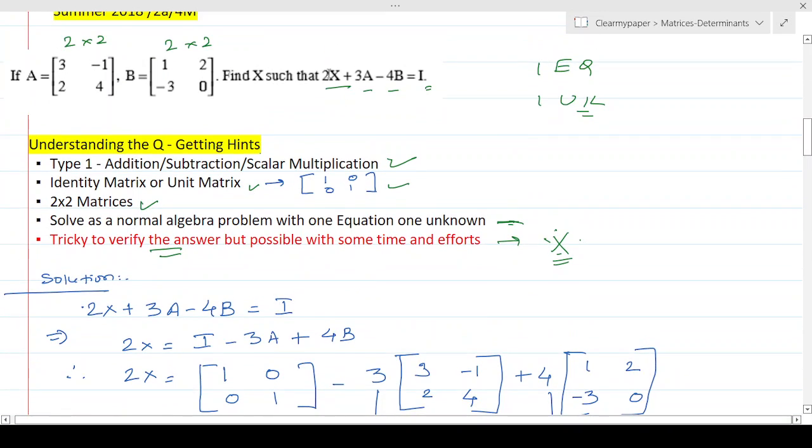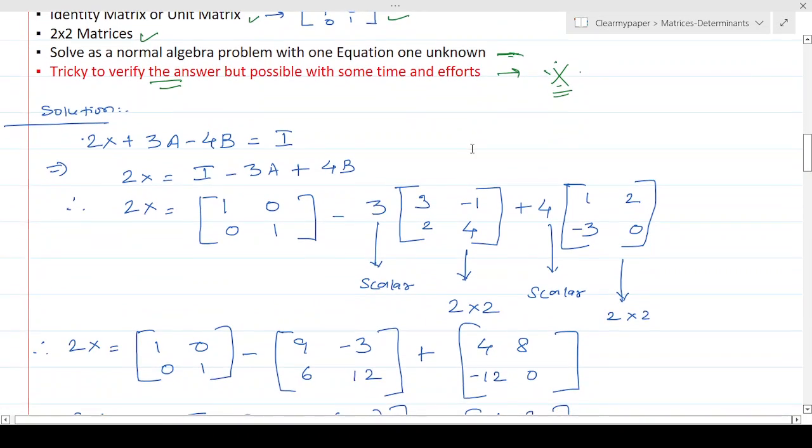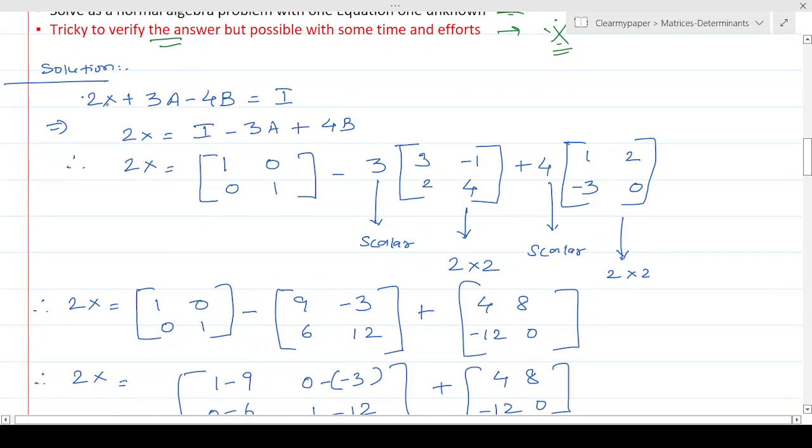Okay, so I'm taking the left hand side here, the 2x plus 3A minus 4B. I'm writing it down here. I'm given the equation, and since I'm going to solve it like a simple one equation, one unknown kind of problem, I'm bringing the unknowns on one side and all the knowns on the other side. After that, I'm going to substitute each of the matrices.